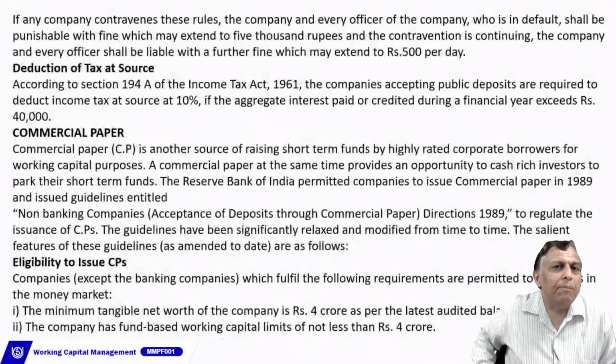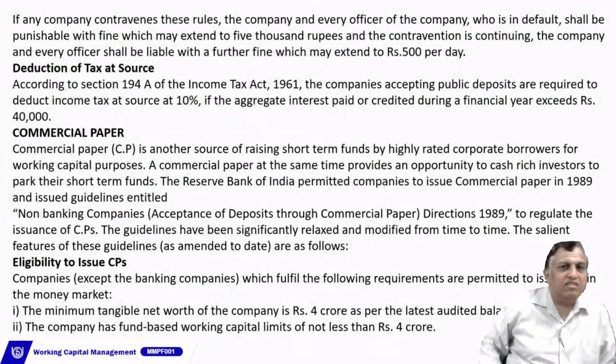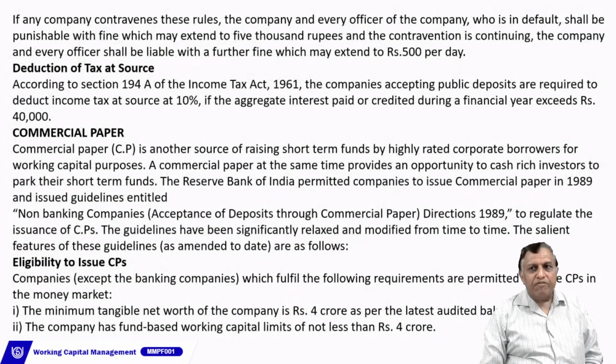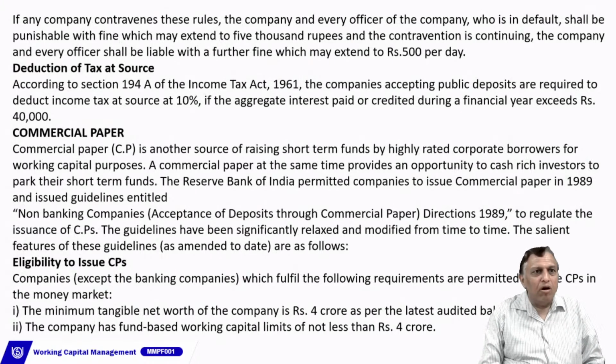But if any company contravenes these rules, the company and every officer of the company who is in default shall be punishable with a fine which may extend to 5,000 rupees, and if the contravention continues, the company and every officer shall be liable to a further fine which may extend to 500 rupees per day.